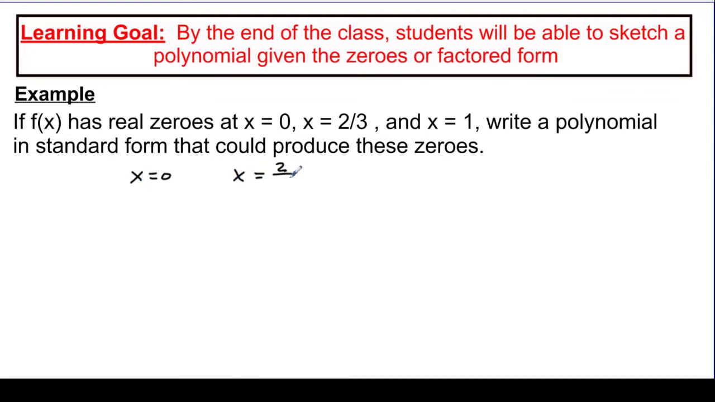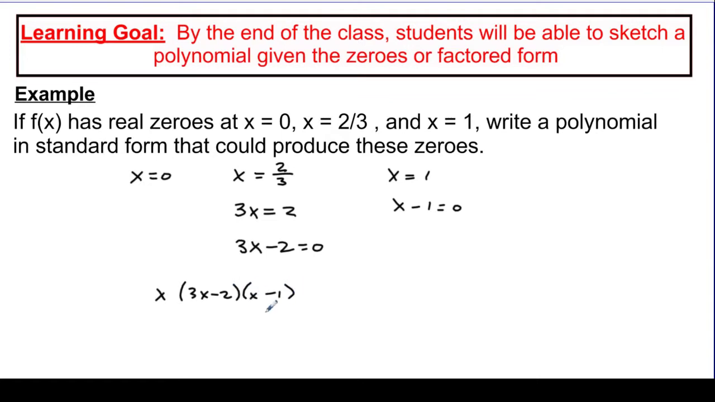If x equals 2/3, how I'm going to handle this one, you can do it a couple of different ways. I can multiply the 3 over, which makes it 3x equals 2, and then I can subtract the 2 over, 3x minus 2 equals 0, right? And that's an answer now. The last one, x equals 1, is pretty straightforward. I'm going to subtract the 1 over, and I'll get x minus 1 equals 0. So in this case, here are my factors: x, 3x minus 2, and x minus 1.